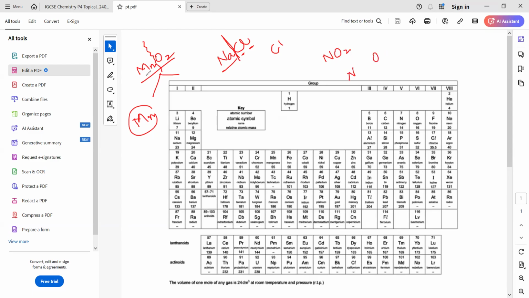Similarly, if you have something like NO2, it's like nitrogen and oxygen. Okay. So since this is MnO2, Mn is manganese. Let's see where it is. So here it is, Mn.